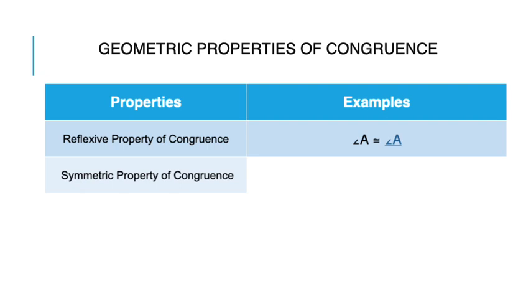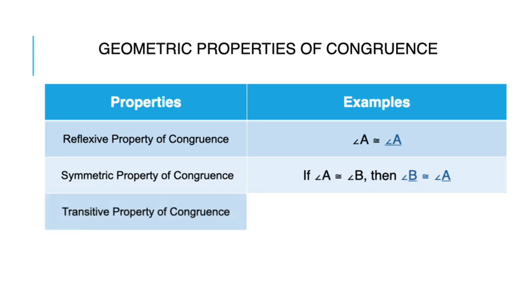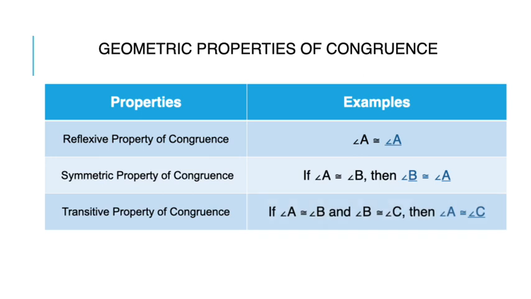And this one basically says if you know two things are congruent, you can read that congruent statement from left to right or right to left. So if angle A is congruent to angle B, then angle B is congruent to angle A. The transitive property of congruence. If angle A is congruent to angle B, and angle B is congruent to angle C, so if those two pieces are given, then we can conclude angle A is congruent to angle C. And that one is the transitive property of congruence.